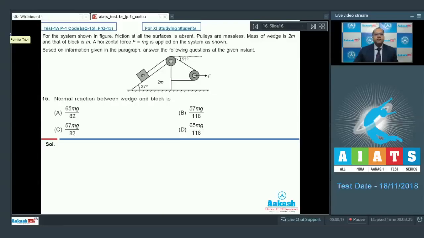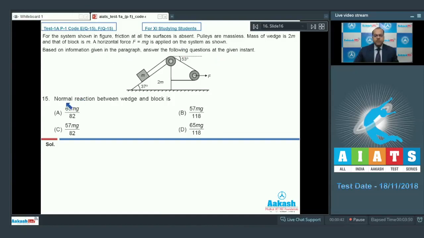So in the first paragraph containing question number 15 and 16: for the system shown in the figure, friction at all the surfaces is absent, pulleys are massless, mass of the wedge is 2m and that of the block is m. A horizontal force F equal to mg is applied on the system as shown. Based on the information given in the paragraph, answer the following questions at the given instant.